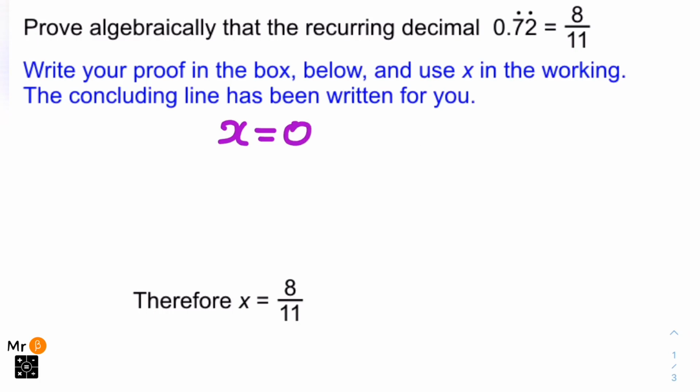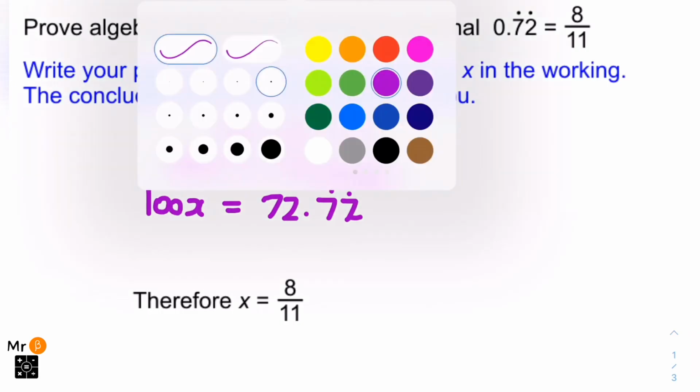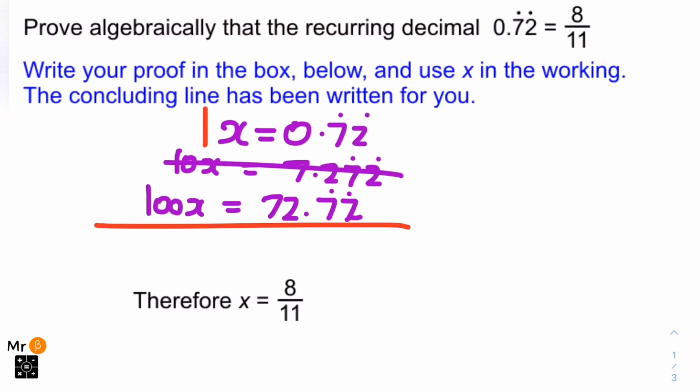So question 2, a little bit trickier, but the same start. So we start with x equals 0.72 recurring. We again multiply by 10. You will notice here that our recurring parts do not line up. So therefore, we cross that one out and we work out 100x. That's equal to 72.72 recurring, and this time you'll notice that our recurring parts do line up. So therefore we need to subtract our 1x from our 100x.